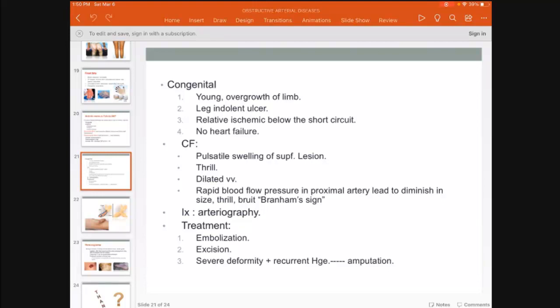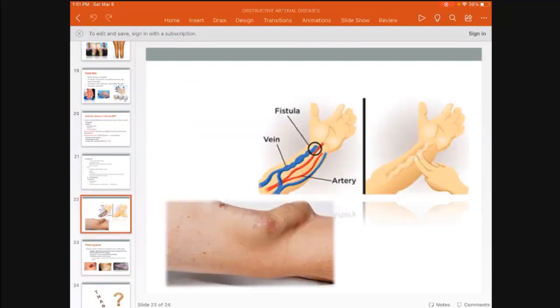How can you investigate it? By arteriography. Treatment is by embolization, or maybe it needs an excision, and severe deformity and recurrent hemorrhage may unfortunately lead to amputation. This is how we can show the site of the fistula, and this is the vein and the artery, how it will appear in the future.